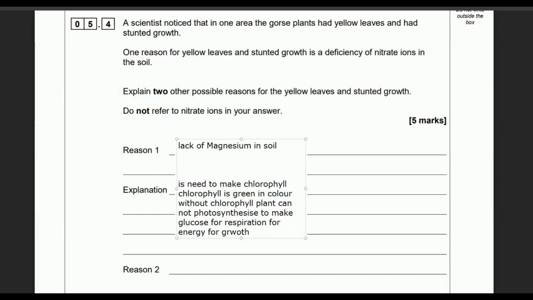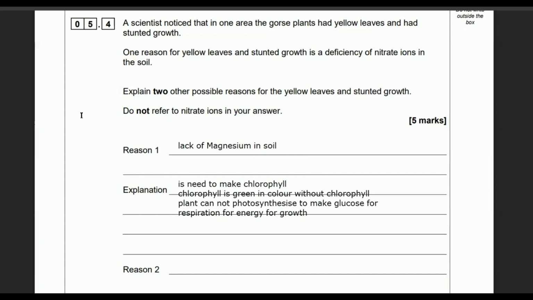Oh my days, that's long. Yeah, and also if it wants to make proteins, it needs the glucose to add to the nitrate ions to make proteins. So anywho, there's my big fat explanation for that, and that is going to get you definitely 3 marks. Reason number two, I'm going to have to write my explanation here as well, guys. So I'm going to squeeze it onto the page.